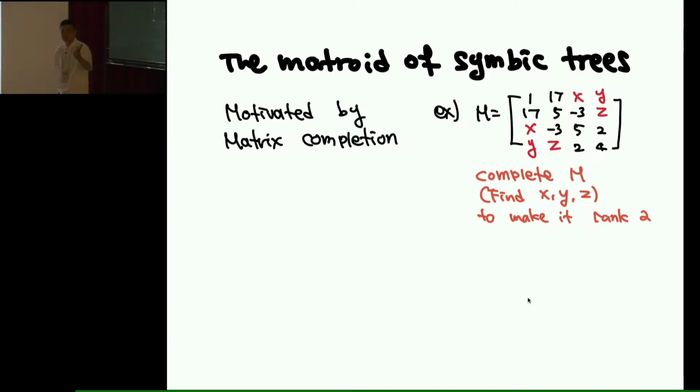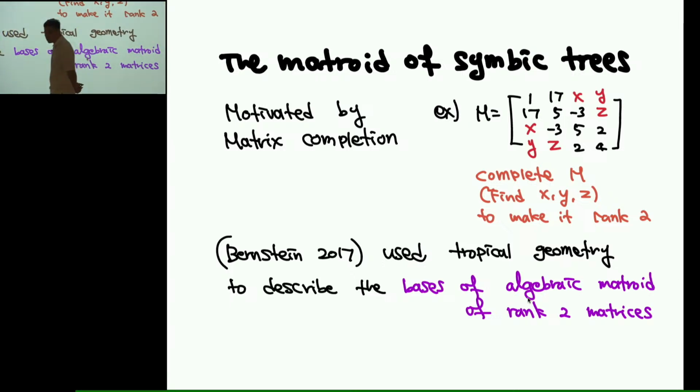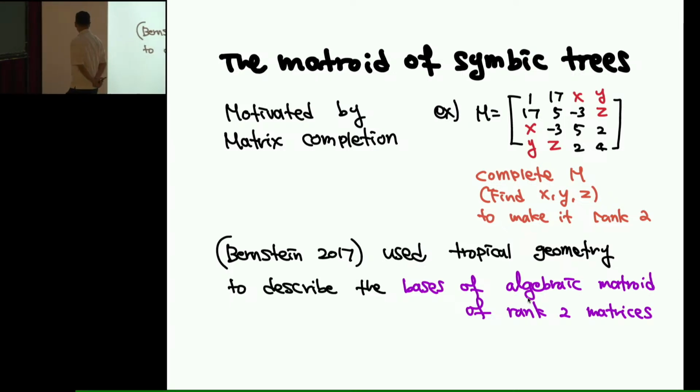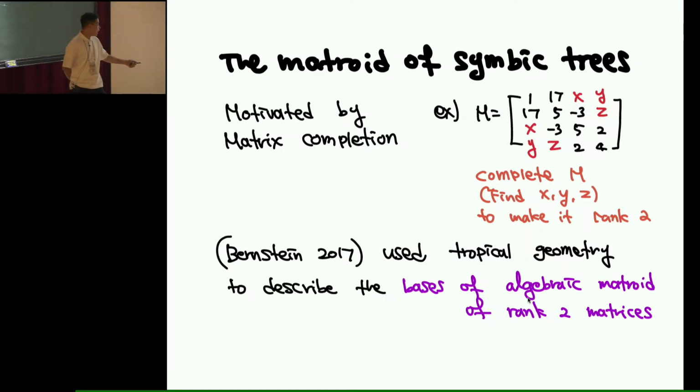You want to complete the partial matrix in order to satisfy some desired property. Why do we care about this? Because Daniel Irving Bernstein in 2017 used tropical geometry to describe the bases of the algebraic matroid of rank 2 matrices. From the 3x3 determinants, you have the determinantal ideal, and then we can consider the algebraic matroid. And he described the bases of this algebraic matroid using tropical geometry.